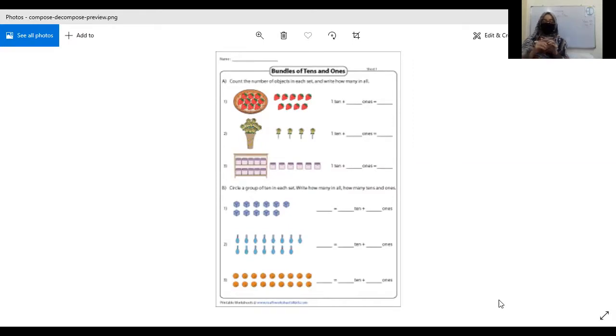Now, how many tens are there? 1 ten. Excellent. Now how many ones are there? Count them. 1, 2, 3, 4, 5, 6, 7, 8, and 9. So how many ones? 9 ones. So if we write this number that we have 1 ten and 9 ones, what would be the number? 1 ten and 9 ones. What's the number? It's 19. Excellent.